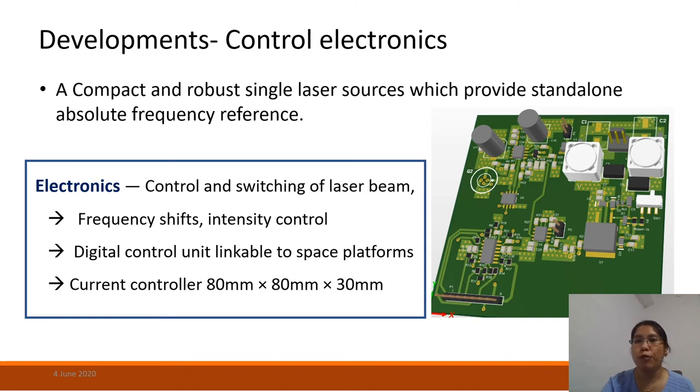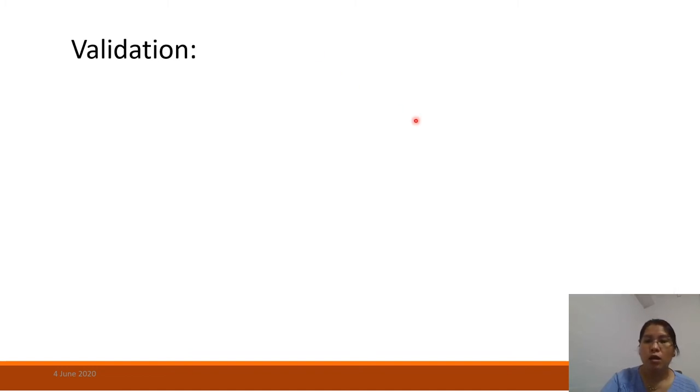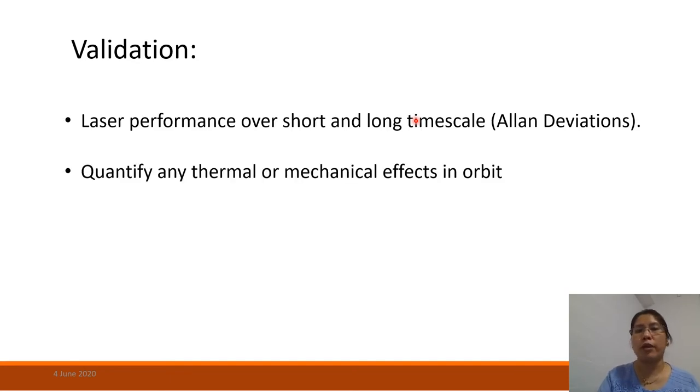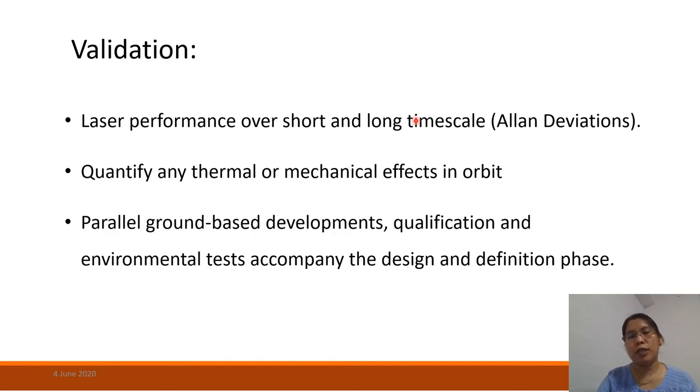Our plan is to put all this control electronics together with the developed laser spectroscopy system in a CubeSat unit. With this, we will do a rigorous and thorough validation process of all our developed components before sending them into space. For example, for lasers, we have to do all the long and short term stability studies, and the influence of external perturbations on its frequency locking, and also any thermal and mechanical effects in orbit on our laser system as well as on the electronic system.